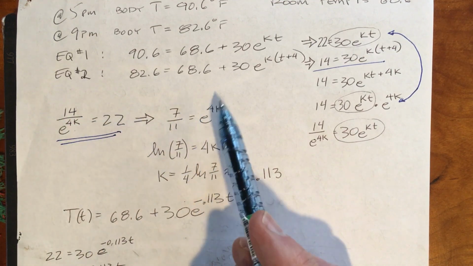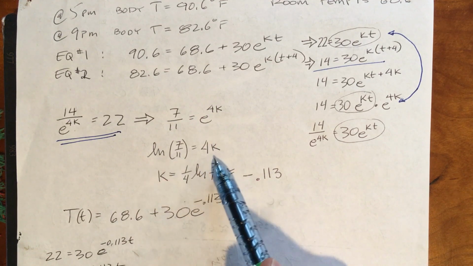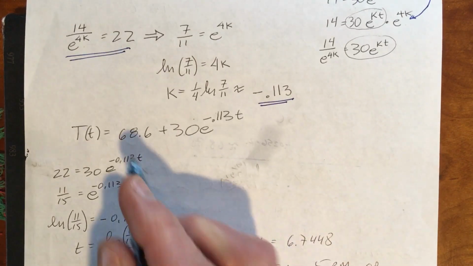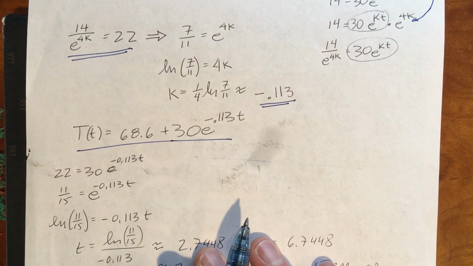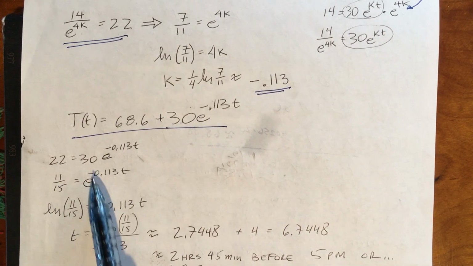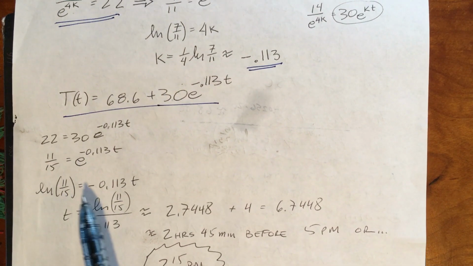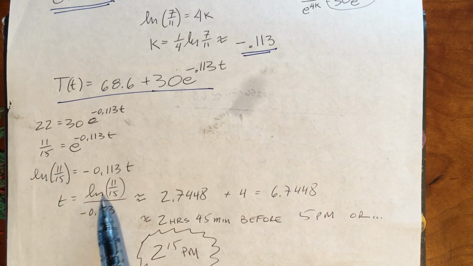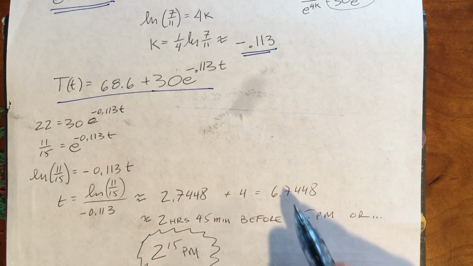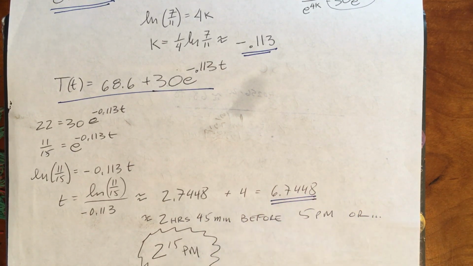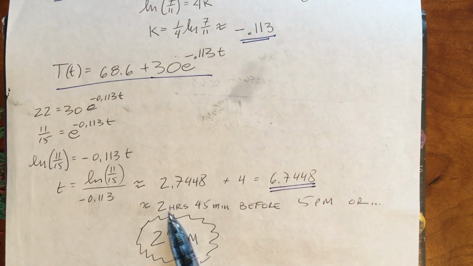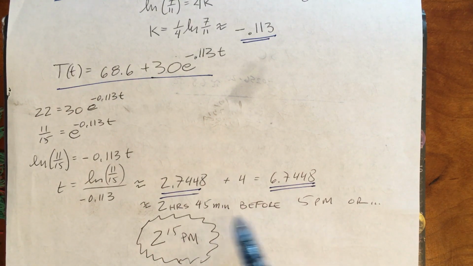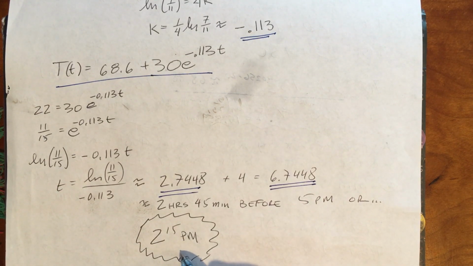I've canceled the 2, and it's equal to e^(4k). Take the log, divide by 4. There's my k value. Okay. Once I have a k value, then I can plug it in here and use it to work backwards in time, so that I know that the t value, when I plug everything in that I do know, I can find the t value here, and the t value winds up to be 6.7488. So that is a value that's 2 hours and 45 minutes. This is the value that's 2 hours and about 45 minutes before 5 p.m. or 2:15 p.m. in the afternoon.